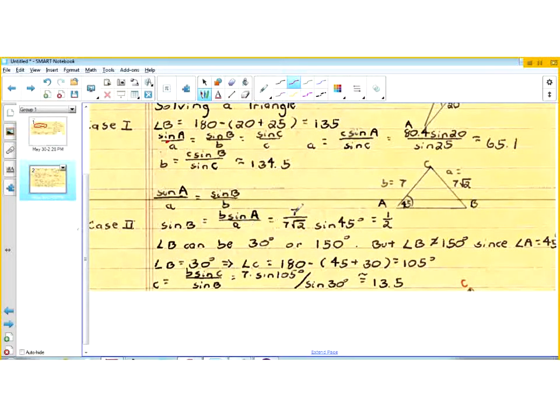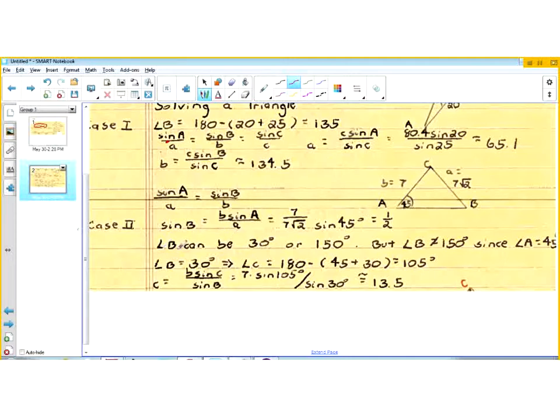So the sine of B is equal to B sine A over A, and when the result follows, we get that the sine of angle B is 1/2. So the sine of what angle is equal to 1/2? Well, the sine function, as you know, is a multi-valued function.